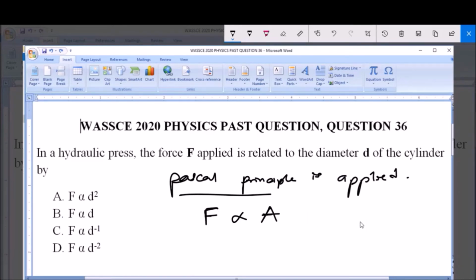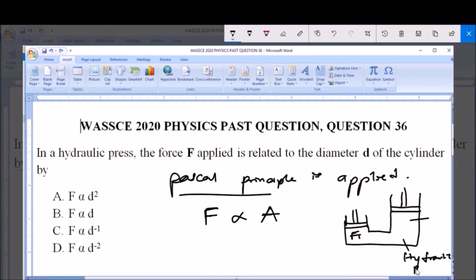Now let's take, for instance, you have something like this. Now this is a bigger cylinder, a smaller cylinder with a piston like this. Let's assume this is a piston, and this is also a bigger cylinder with its piston. Now you see that the force that will be applied here is directly proportional to the area of this cylinder. That is the force here. Now when force is applied here, because of the larger area of this cylinder here, the force here will increase. Now this is a typical example of a hydraulic press.